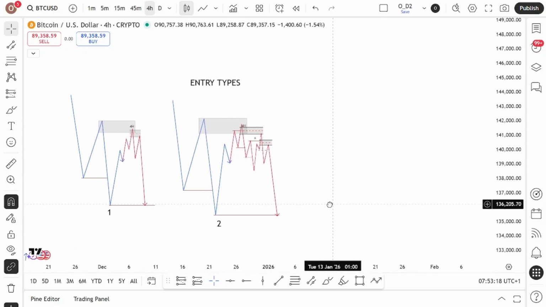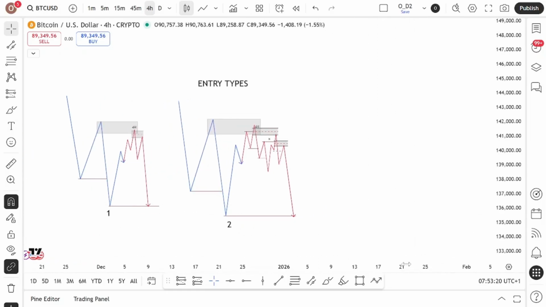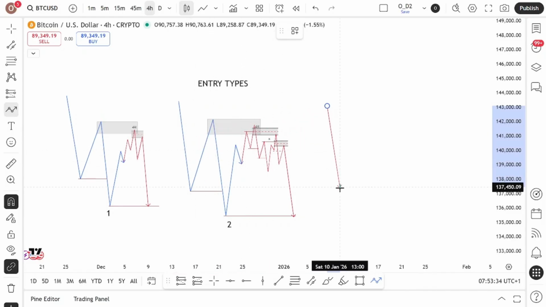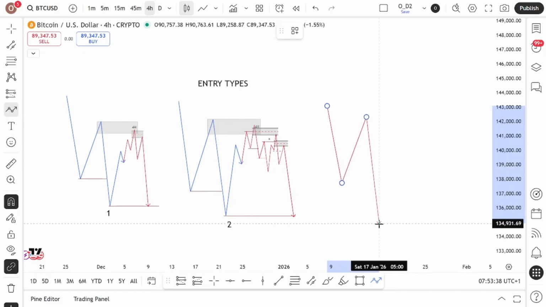Now for my last entry model, the flip of this is going to be for the buy side, which I'll be doing. I'll be flipping the charts for you guys so you can take screenshots. My last entry model looks exactly like this second one, but a bit different. Now we have a downtrend, we have a pullback, price does this, and now we're going back up.